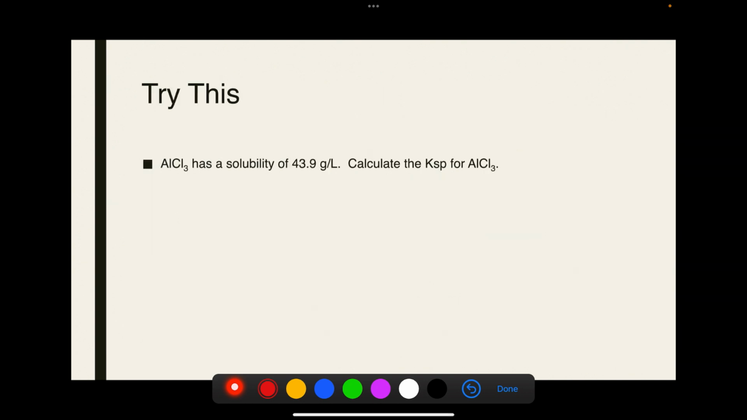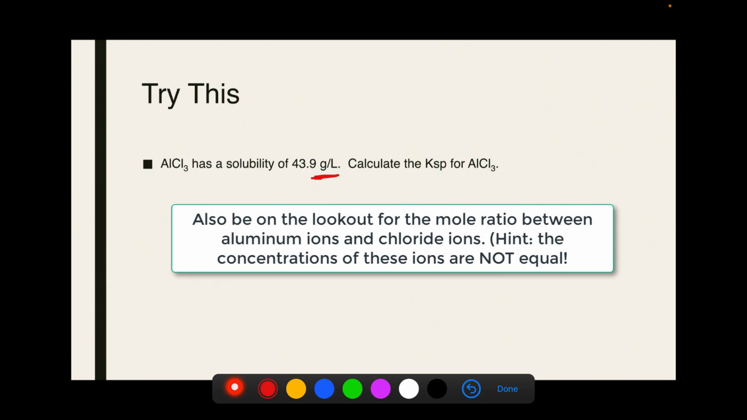Here's one to try on your own. Pause the video here and do this math. When you come back, I'll reveal the answer. As a hint, notice that I've given you the solubility in grams per liter, so you'll have to do a conversion before you start.